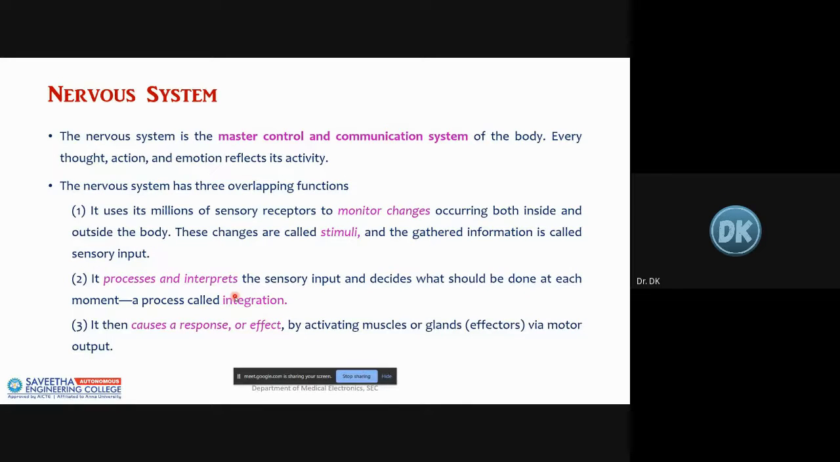So whatever change happens in our body, those changes come to our brain, it will send the input. And once it is sent as an input, the brain will cause an effect or a response to the input via your muscles or glands.